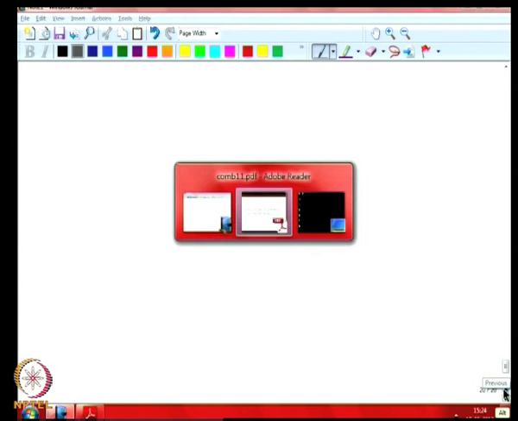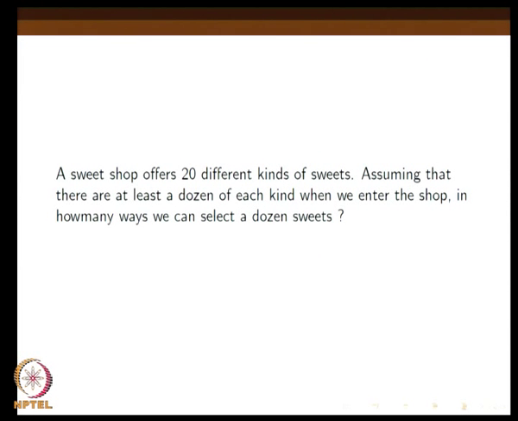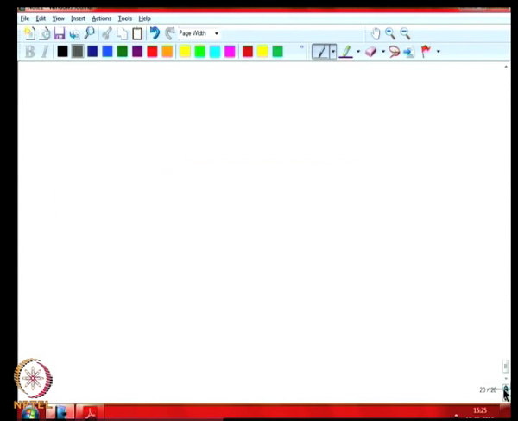So, then how will you solve this question? It's almost the same thing that we did in the last problem. Here, instead of 7 pens we have to select a dozen sweets, that is R equal to 12, and the number of types is 20, n equal to 20.